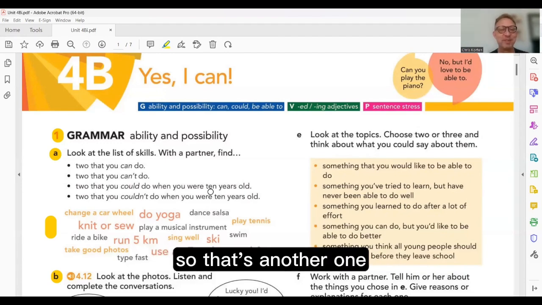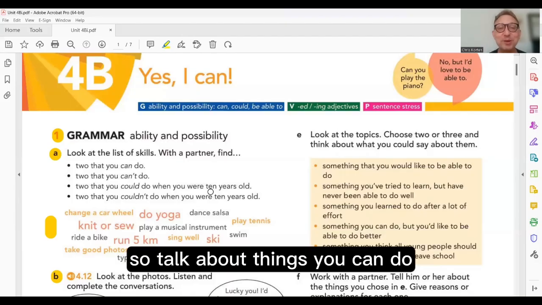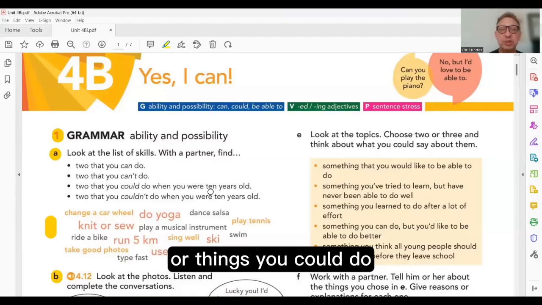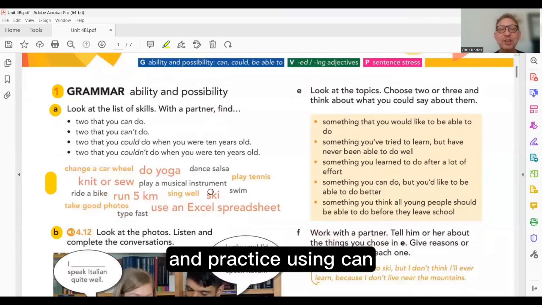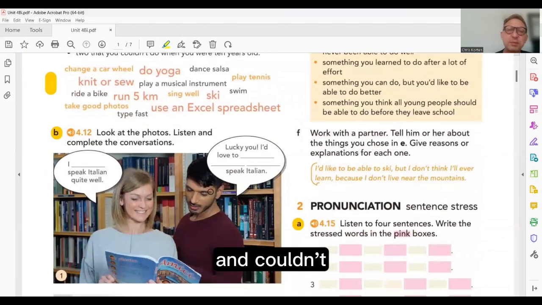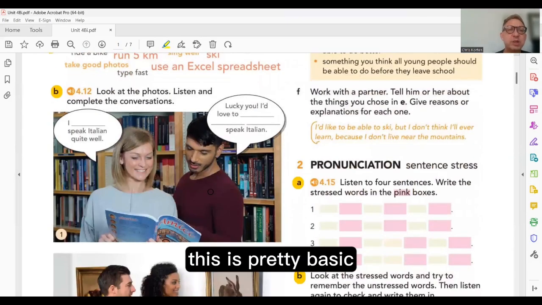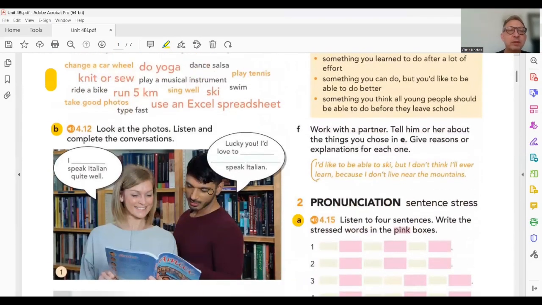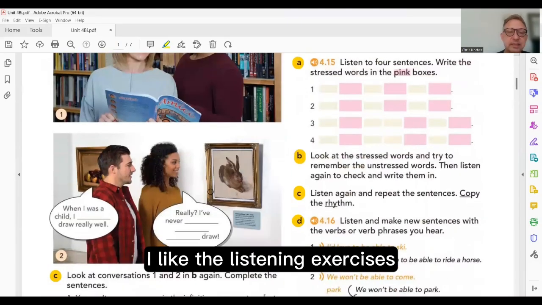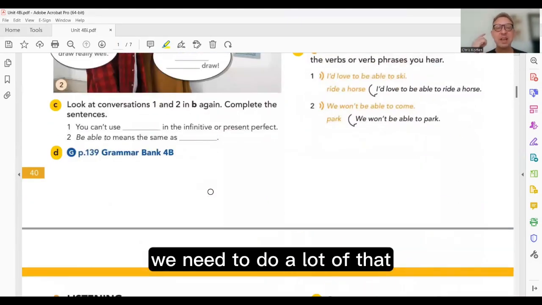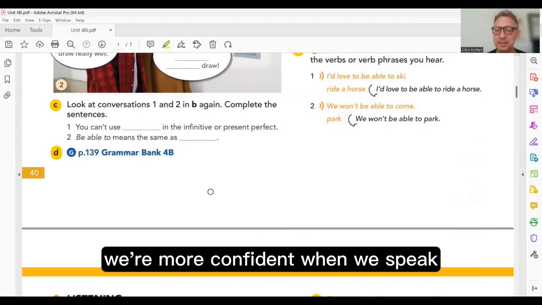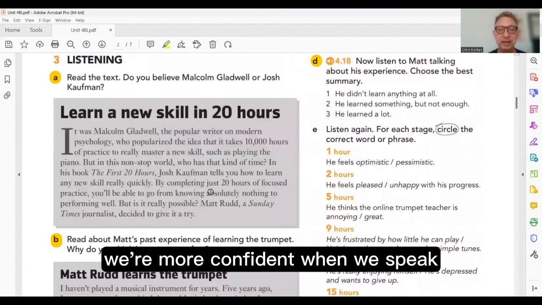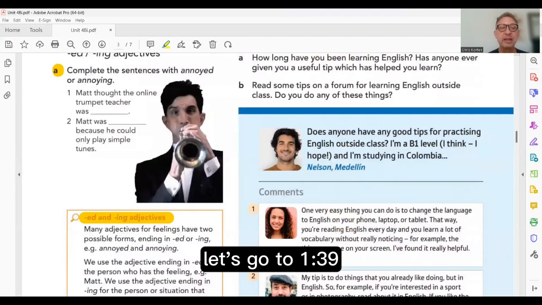So that's another one. So talk about things you can do and things you can't do, or things you could do, or things that you couldn't do. And practice using can, could, and couldn't. Now, for some of you, this is pretty basic. So you can move on, look at the photos and listen. I like the listening exercises. We need to do a lot of that because when we understand what people say, we're more confident when we speak. Let's go to 139.